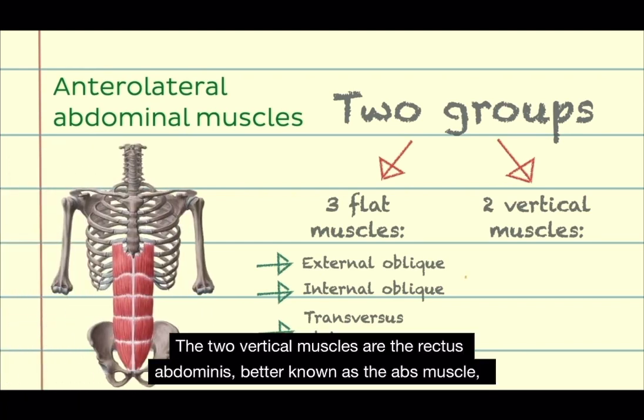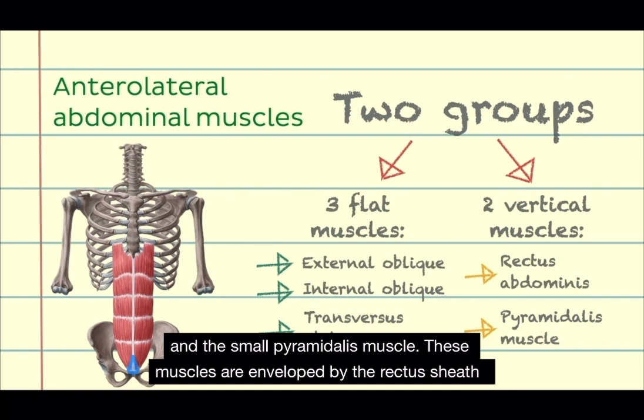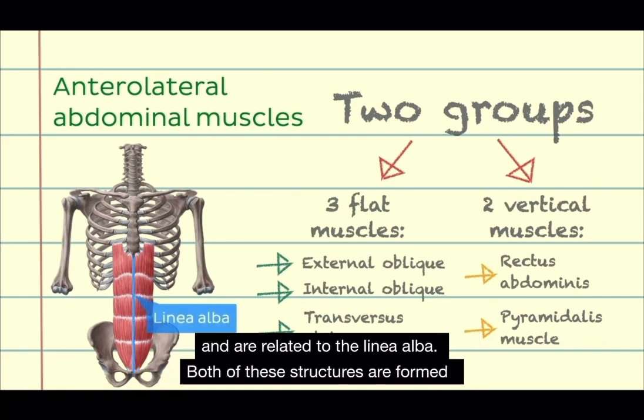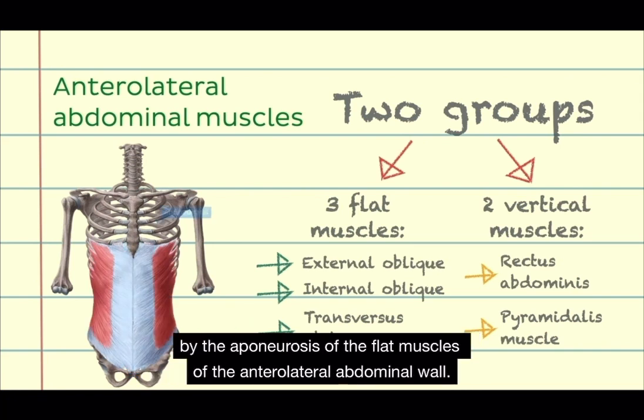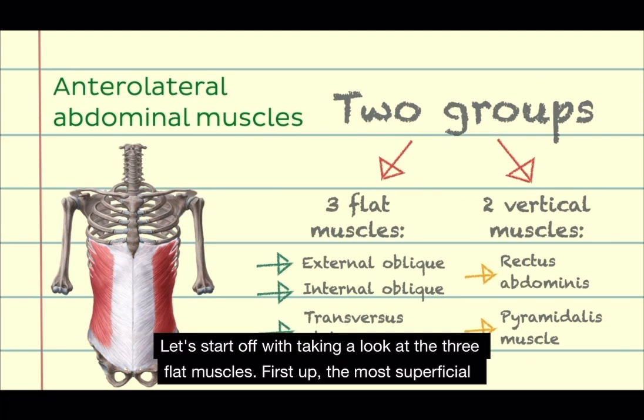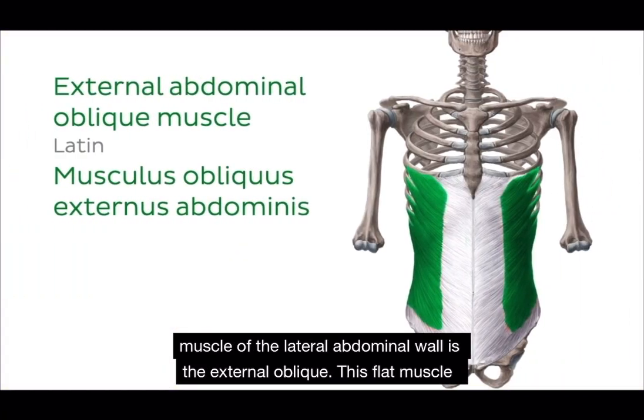The 2 vertical muscles are the rectus abdominis, better known as the abs muscle, and the small pyramidalis muscle. These muscles are enveloped by the rectus sheath and are related to the linea alba. Both of these structures are formed by the aponeurosis of the flat muscles of the anterolateral abdominal wall. Let's start off with taking a look at the 3 flat muscles. First up, the most superficial muscle of the lateral abdominal wall is the external oblique.